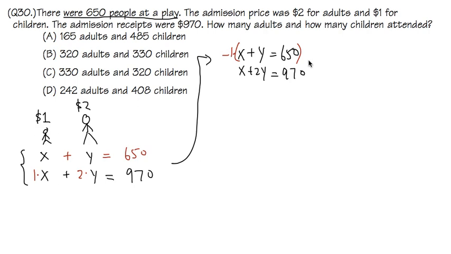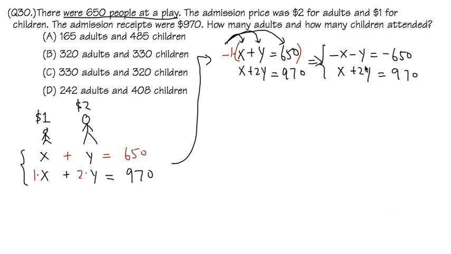So if we do that, here we are going to get -1 times X, that's negative X, and don't forget to distribute, that's what I'm doing right here. -1 times Y is minus Y, -1 times 650, that's equal to -650. The second equation stays the same. X plus 2Y equals 970.